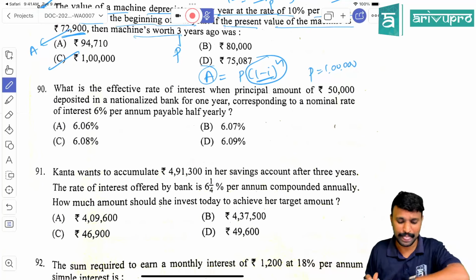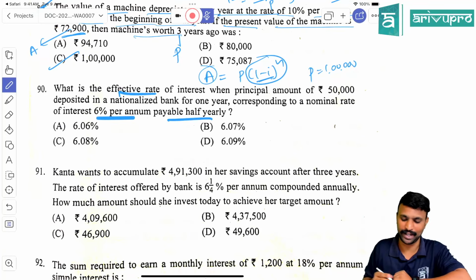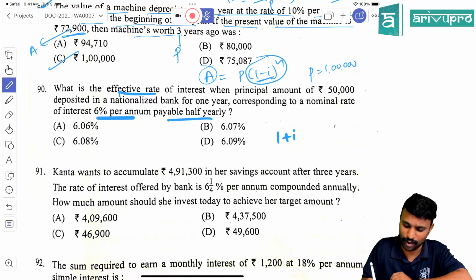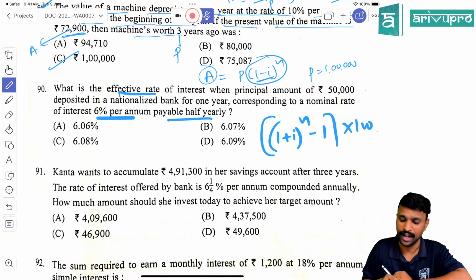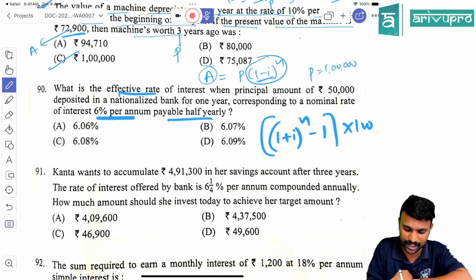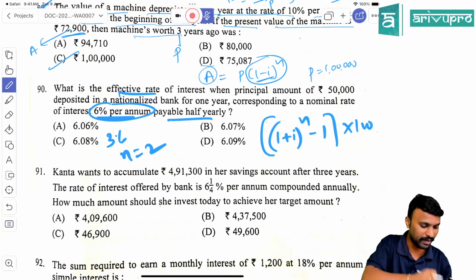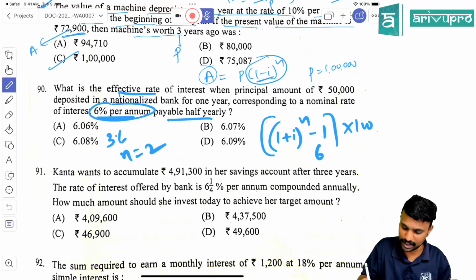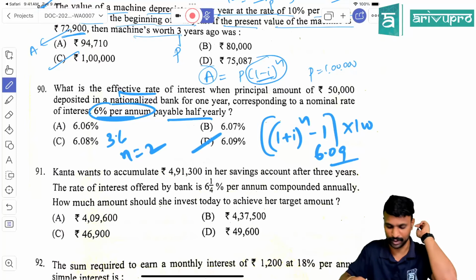Next question, guys, 6% per annum payable half yearly. We need to find the effective rate of interest. Effective rate of interest, the formula is 1 plus I whole power n minus 1, whole thing multiplied by 100. Guys, we need to convert it properly. 6% per annum half yearly means 3% is the rate of interest, and n is equal to 2. Right? So 1.03, raise the power to 2, press into press equal, minus 1 into 100. The result is 6.09. Even this question I have discussed in the marathon videos.